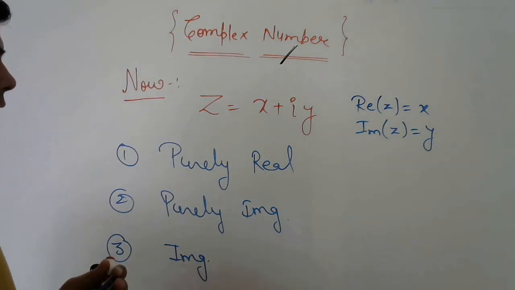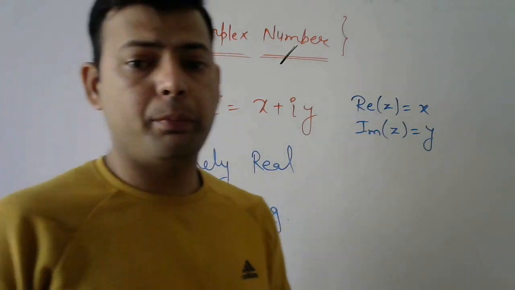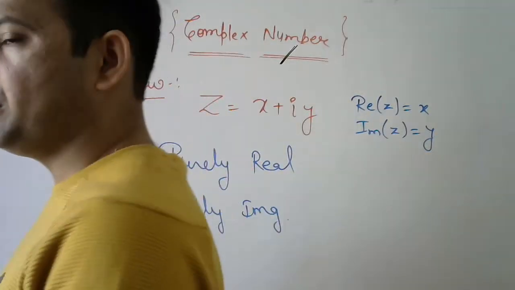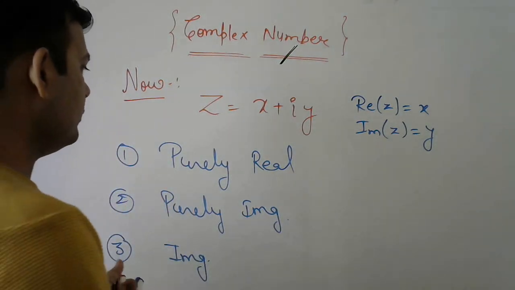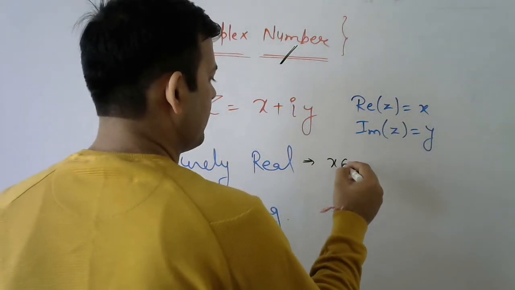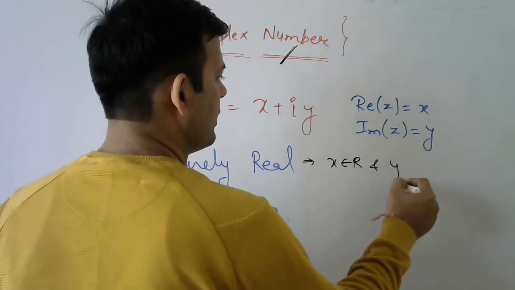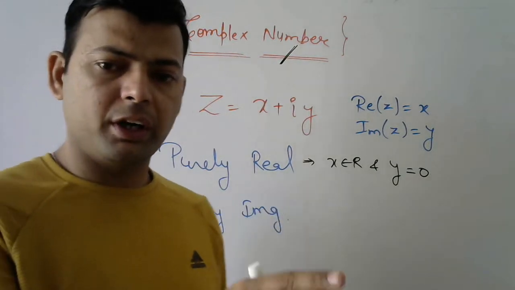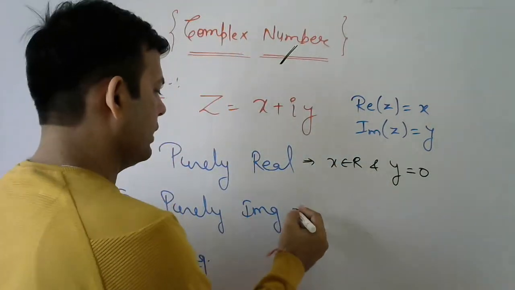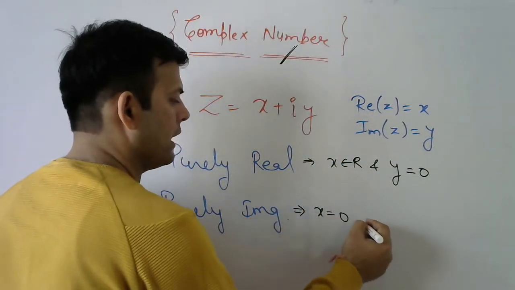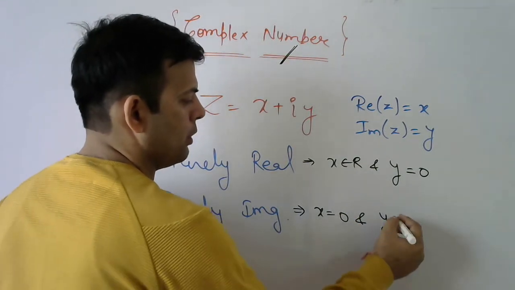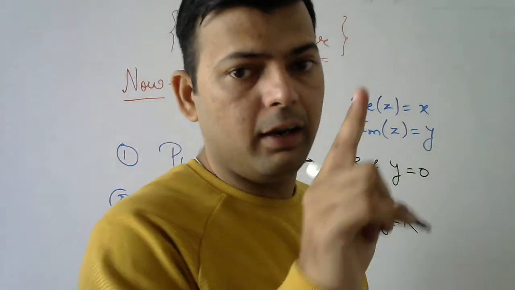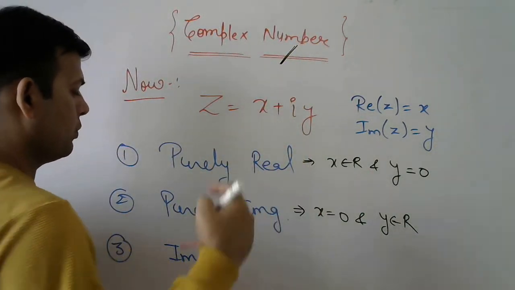A complex number which is purely real means the imaginary part will be 0. So x can be any real value and y is equal to 0. Purely imaginary means the real part will be 0. So x will be 0 and y belongs to any real number. Note that the imaginary part is also real. Note it down.